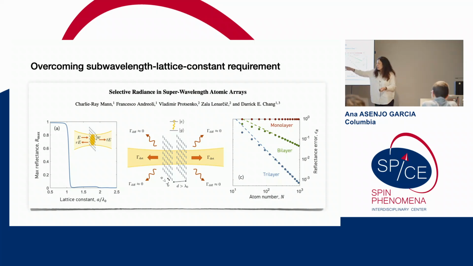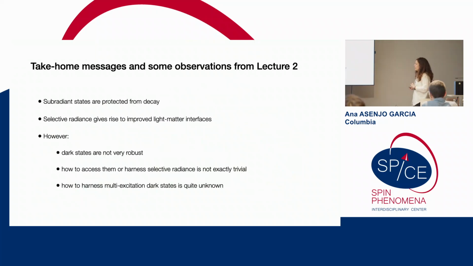If you now have multiple layers, and you see here monolayer, bilayer, trilayer, you see how this reflectance error decreases. So this is a way of getting this physics, or something similar, of improved cooperativity or improved optical depth without having to pay the price of small lattice constants. Okay, so this is kind of a summary. I have told you that subradiant states exist in these arrays, both in free space and in waveguides. They are protected from decay. You can use selective radiance to realize improved light-matter interfaces.